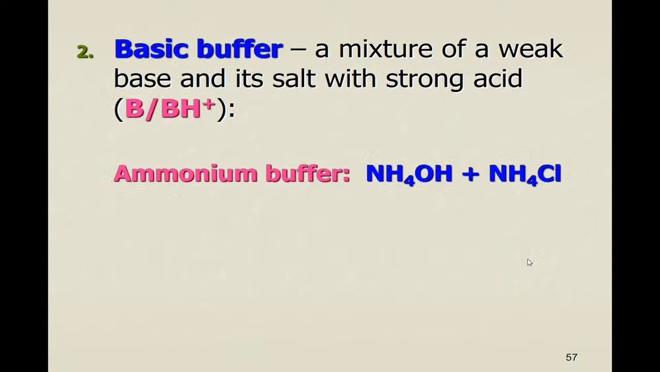A basic buffer is a mixture of a weak base and its salt with a strong acid. Again, as we take a strong acid salt, it dissociates into ions completely. So we can show the formula of a basic buffer as a protonated base and the base itself. The ammonium buffer is the only basic buffer. In inorganic chemistry, we deal with NH4OH, ammonium hydroxide, or just NH3 plus NH4Cl or any ammonium salt like nitrate, for example.